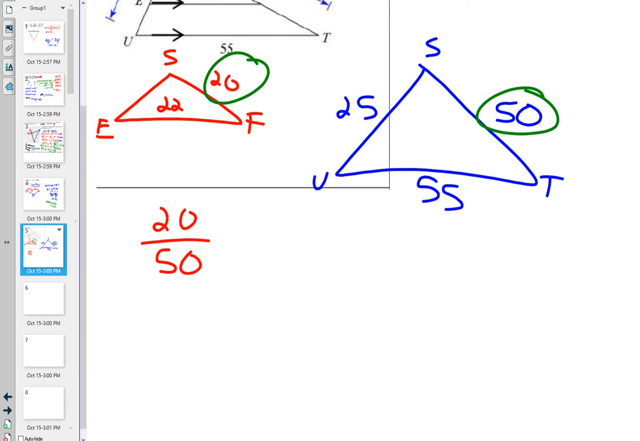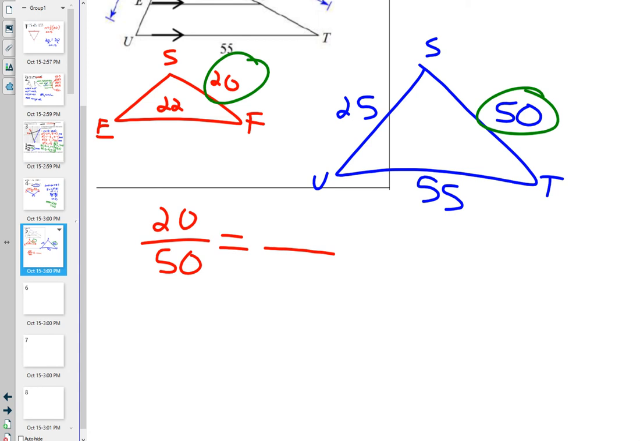Corresponding sides are proportional. What is a proportion? It's an equation that has 2 equal fractions. I just got to figure out what goes on the other fraction. The 20, did it come from the big triangle or the little triangle? The little one. The SE that I'm trying to find, is it part of the big triangle or the little triangle?